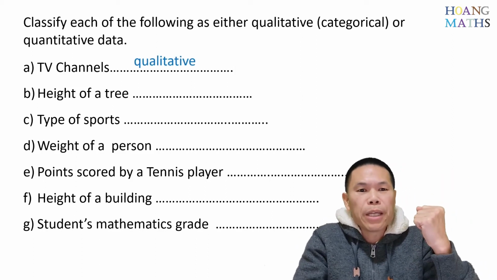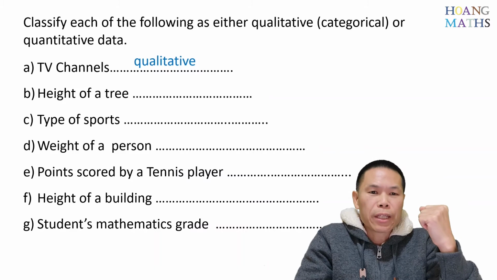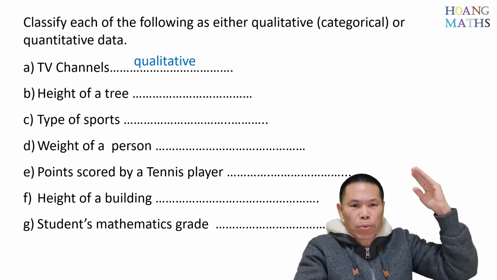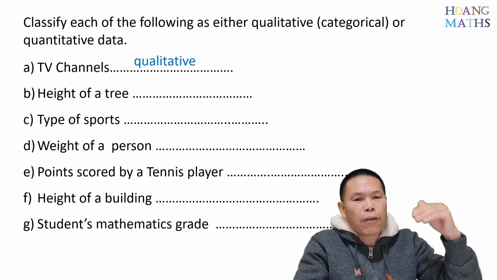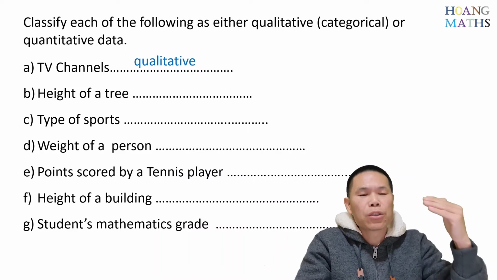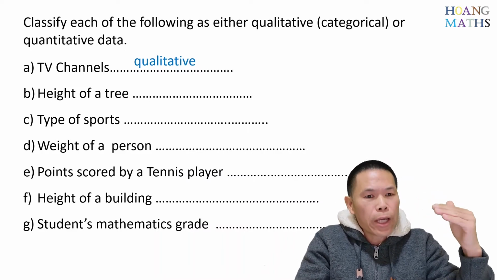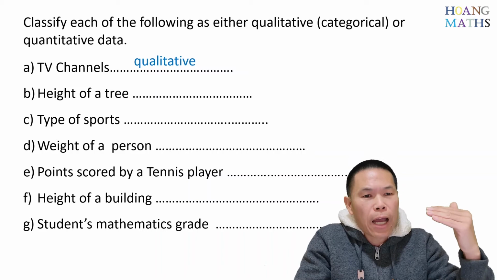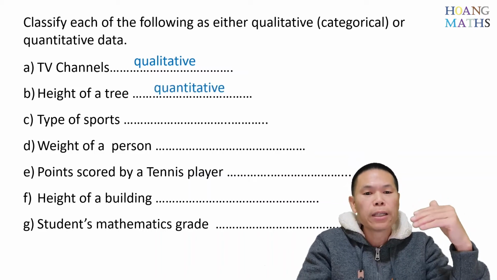Second one, part B. So height of a tree. Height of a tree is measurable, right? It could be like 1.5, 2 meters, 20 meters, and so on. So therefore, it is quantitative data or numerical data, if you like.